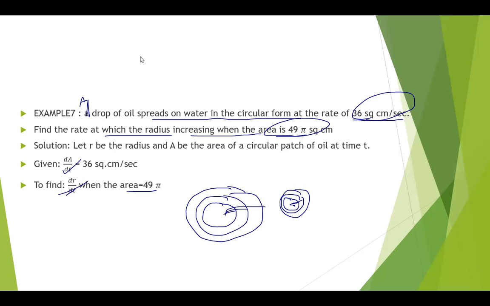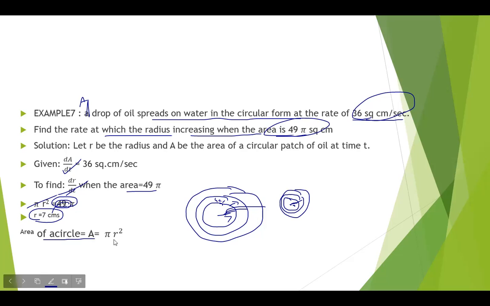I make use of the formula for area of circle. It is A is equal to pi r square. Then pi r square is equal to, what is the area that was told? It is 49 pi. With this, I find out what is the radius of that circle first. When the area is 49 pi, the radius of the circle was 7 centimeters. This is 7 centimeters, and the area of the circle was 49 pi when it is spreading at some rate.